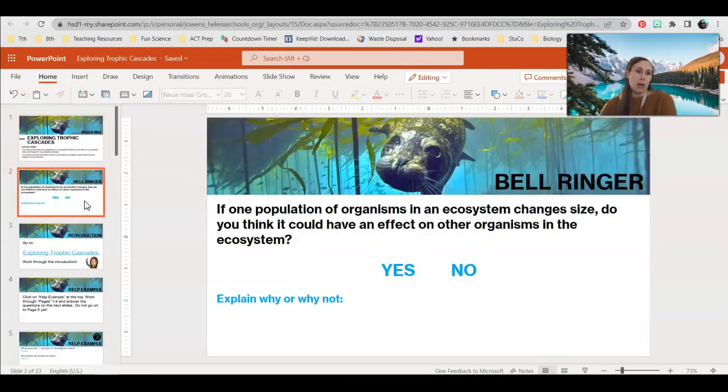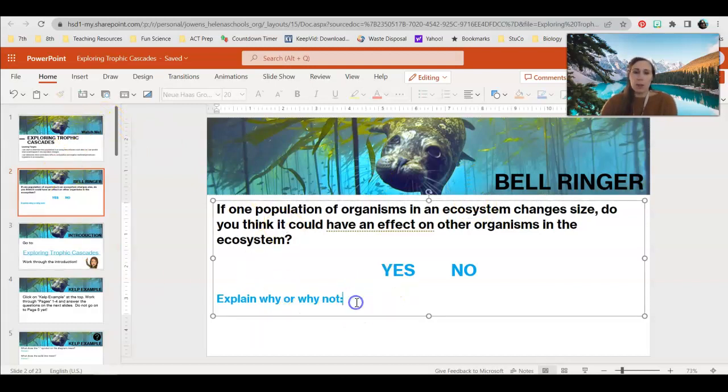Okay. Your bell ringer for today. If one population of organisms in an ecosystem changes sizes, do you think it could have an effect on other organisms in the ecosystem? So you guys will circle yes or no. Okay, if we take one group of organisms out of an ecosystem, do you think it's going to do anything to the other organisms there? Yes or no? And then explain why or why not. If you need, use an example to help you. Okay, so go ahead, take a second, pause this video, finish up your guys' bell ringer, and when you're ready, we'll move on.